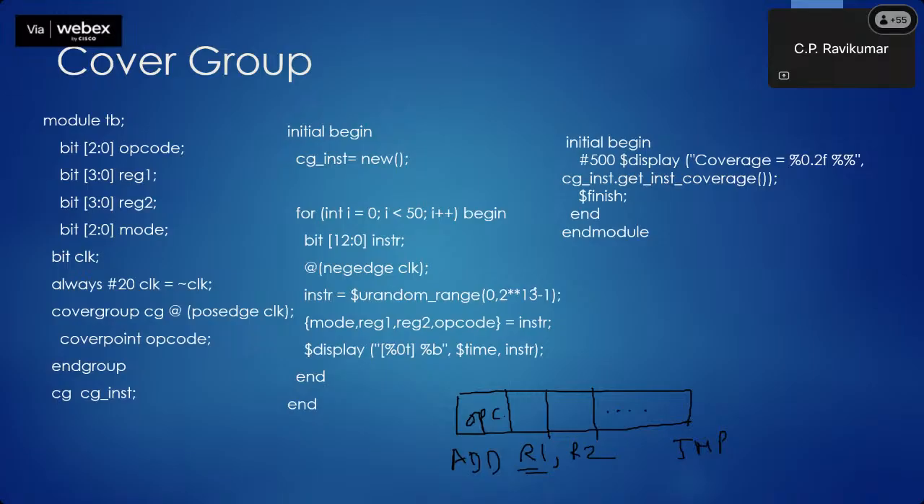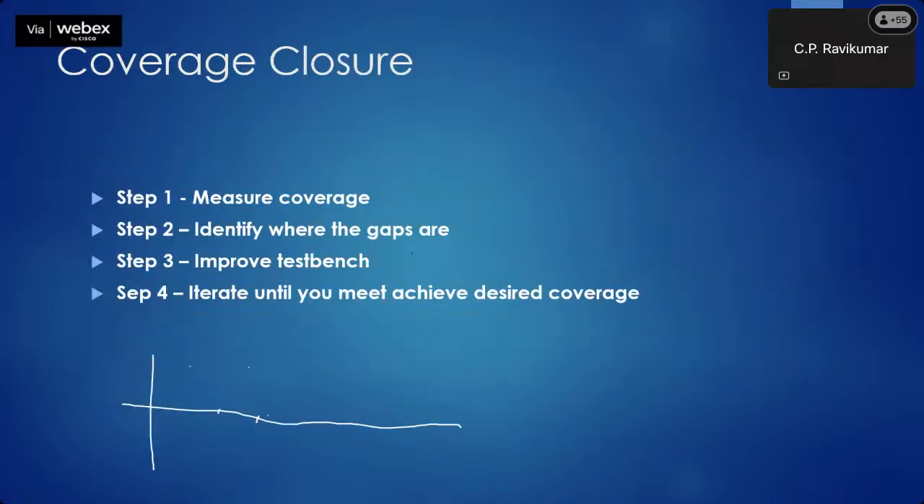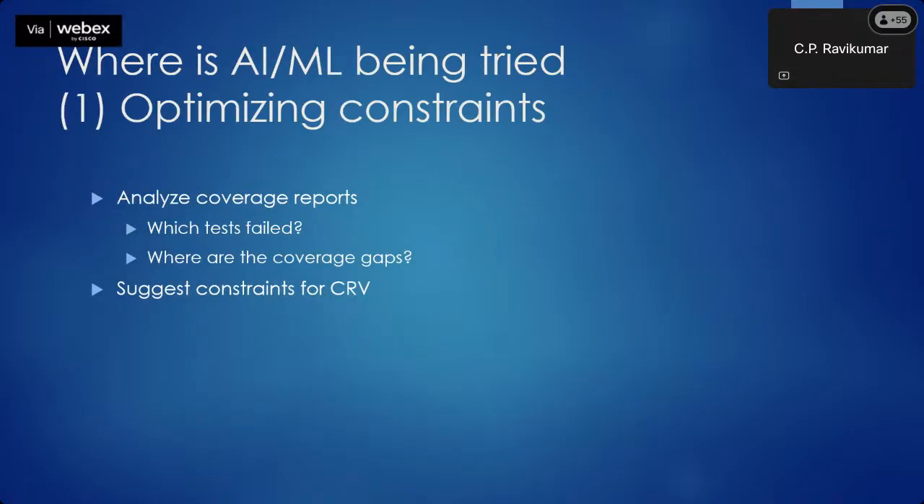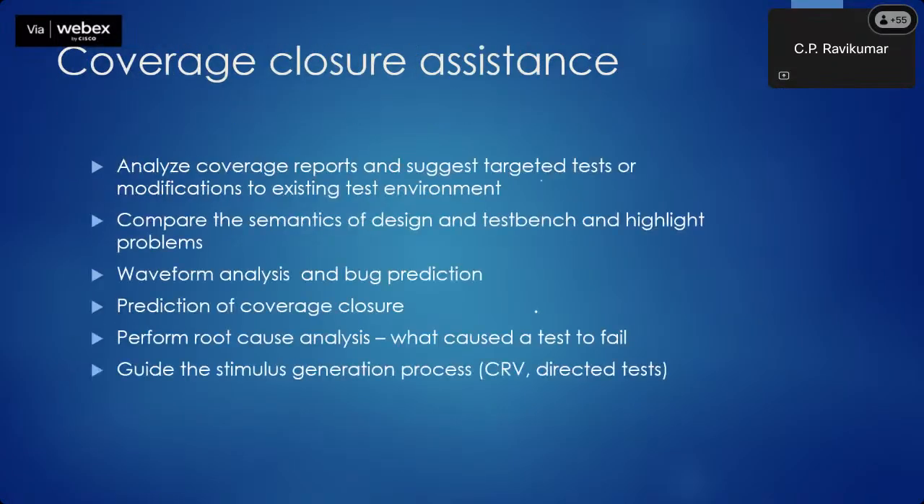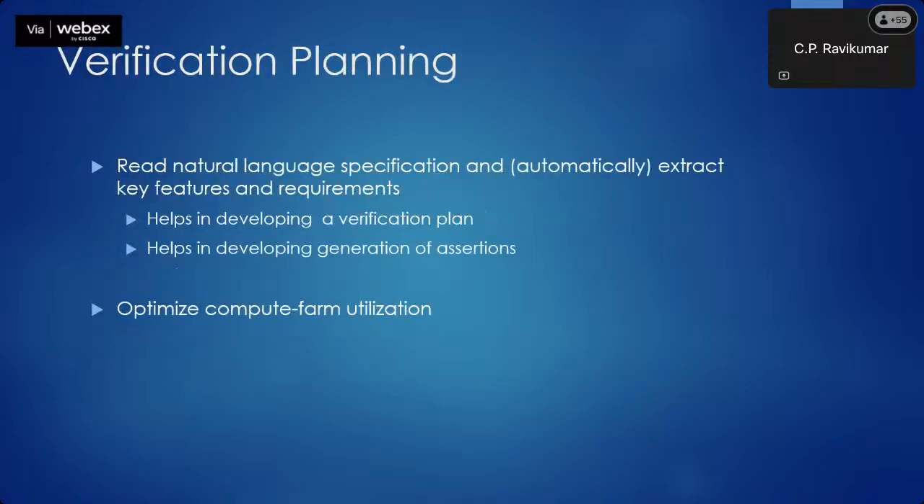But there is a bug here. So one of the bits will always be zero. The most significant bit will always be zero because we are only generating in the range zero. So we will be worried about why we are not getting coverage and things like that. So that is the root cause. That is what is called root cause analysis or debugging.